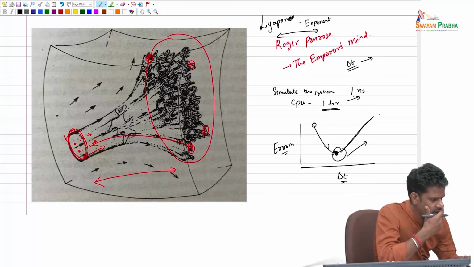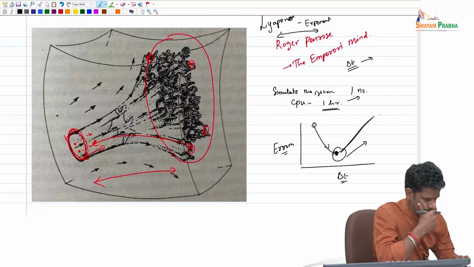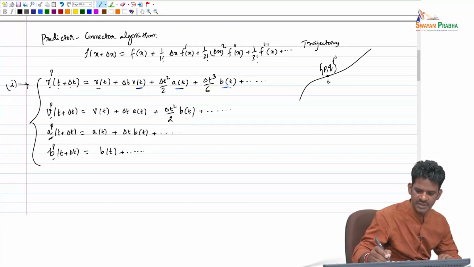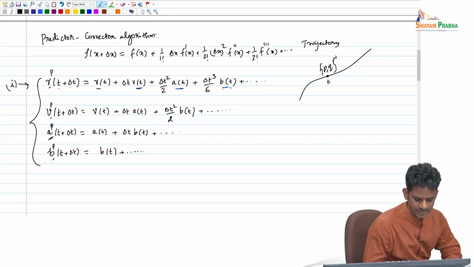Sir, one small doubt. In the first case, what is B? That is basically the third derivative of position. The B is basically the third derivative of position.